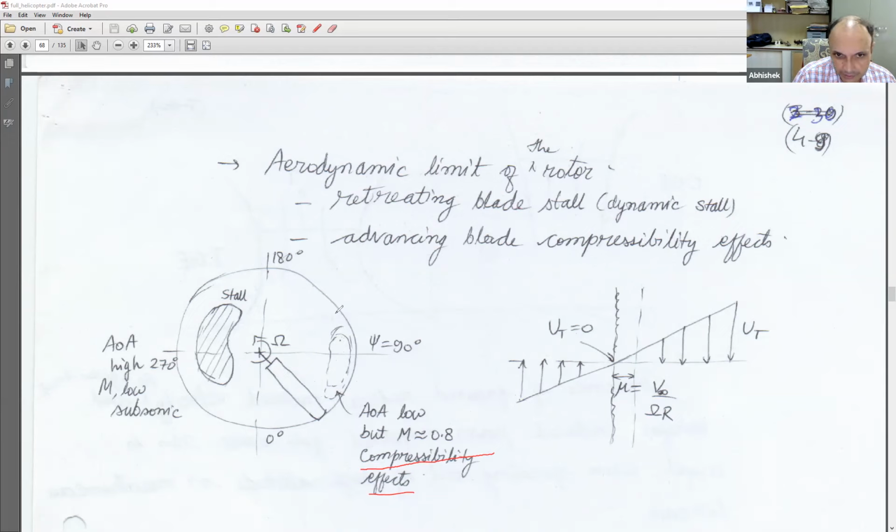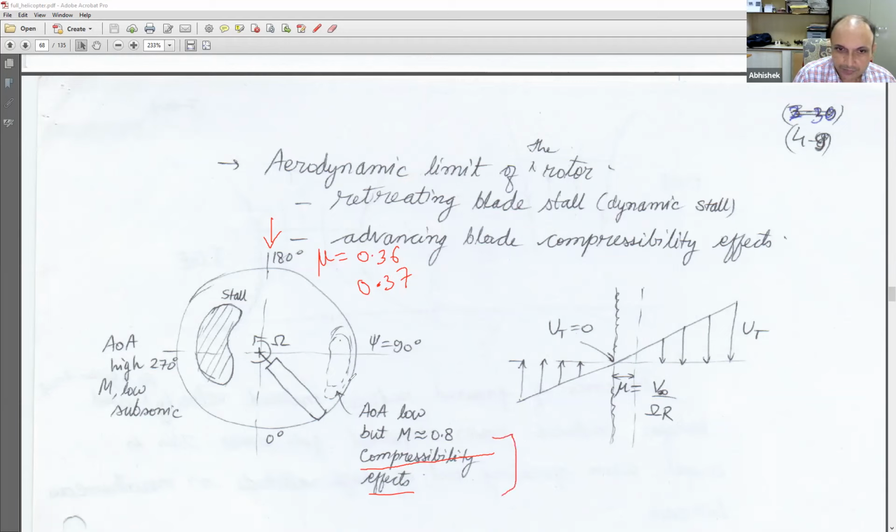So when my blade is moving in this direction and I'm flying at already high speeds, such as an advance ratio of 0.3 to 0.37, that kind of range for a full-scale helicopter, let's say the example of a Black Hawk, my angle of attack in these regions is going to be small, but my Mach number is very, very high. And therefore my compressibility effects come into the picture.